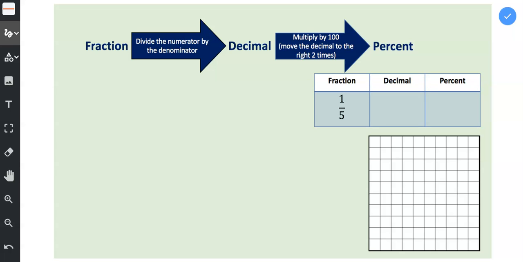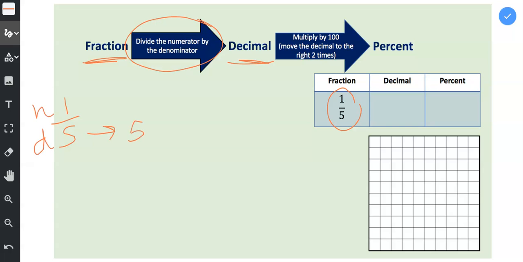In this video, we're going to change the fraction 1/5 to a decimal, and then we're going to change that decimal to a percent. To change a fraction to a decimal, you divide the numerator by the denominator. The numerator is 1, the denominator is 5.